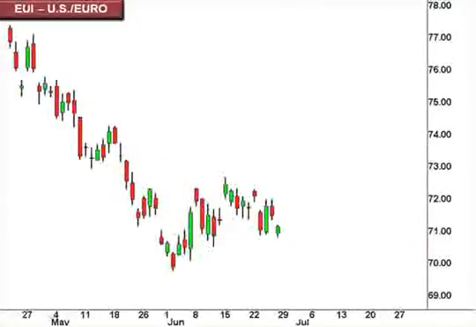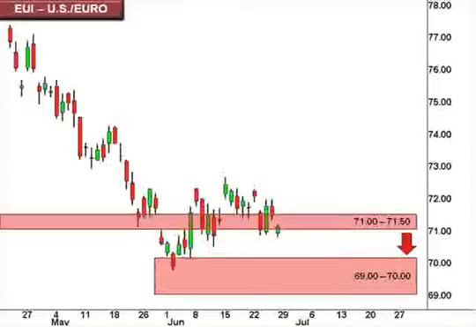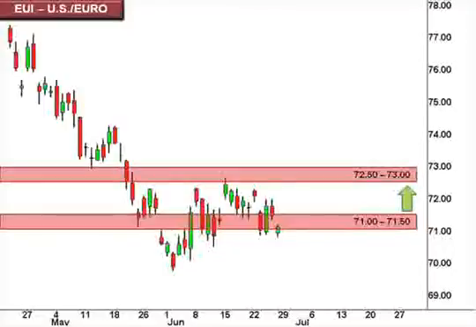Well, the EUI, the US versus the Euro, continues to consolidate within the 71 to 71.5 focal zone, but is showing increasing signs of weakness, bringing the 69.70 box into the picture as a logical downside target. Now, any attempt higher by the US dollar is likely to meet with strong resistance within the 72.5, 73 range.